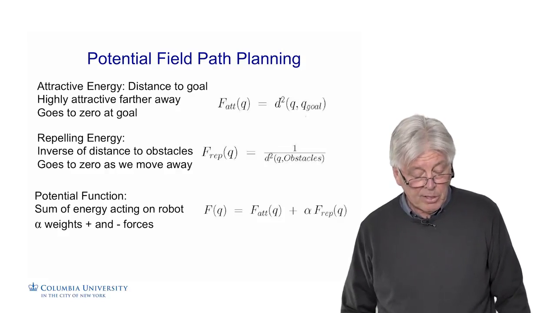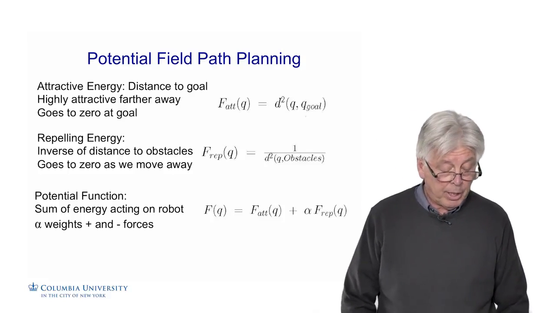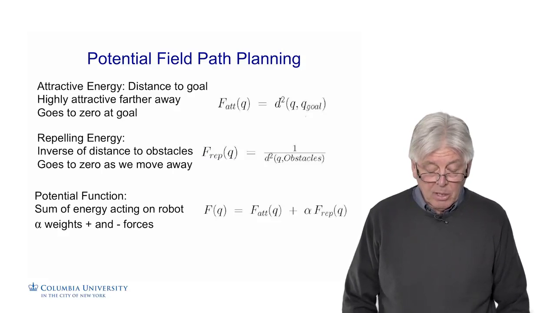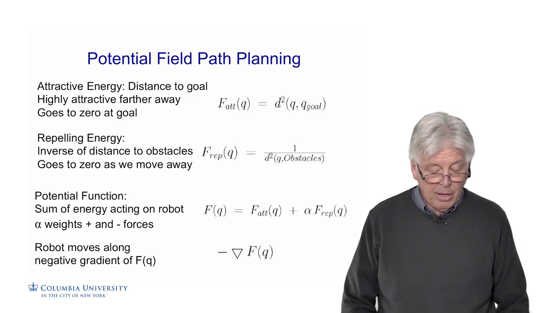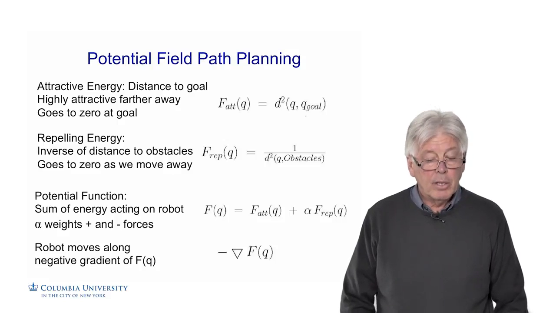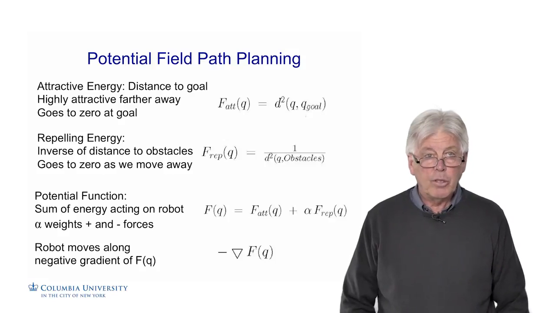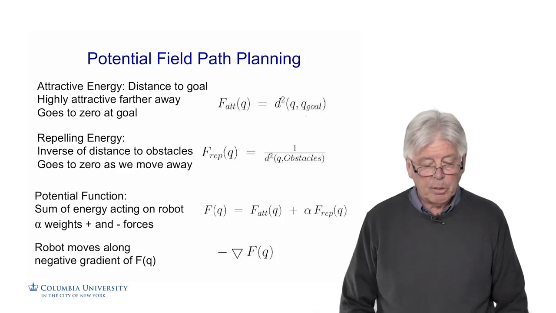So the potential energy here is the sum of the energy acting on the robot, or the attractive energy, and the repulsive energy. And we have an alpha here, which just sets the relative weight of the two forces, the positive and negatives. Okay, so this tells me what the energy is at every point in my space. And to find a path, we simply move along the gradient of this vector field, which we've created. The gradient is simply the direction of greatest change. And if we take the negative gradient, it tries to minimize this to go to the lowest value, which in fact is zero, which hopefully will be where the goal is. So this is the idea behind potential field path planning.